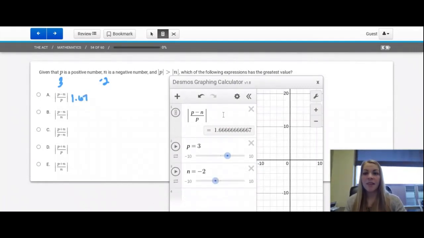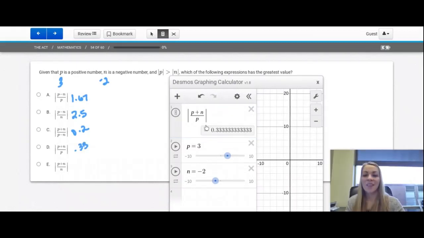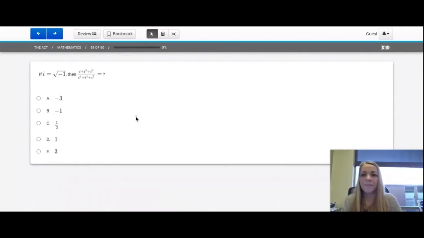Now let's check out B. Let's do p minus n over n. I have 2.5. B's winning so far. C, p plus n over p minus n, 0.2. That one's losing. B's still the winner. D is p plus n over just the p, 0.3333. B's still winning. Our last one to check, p plus n over n, 0.5. So it looks like B wins out here.